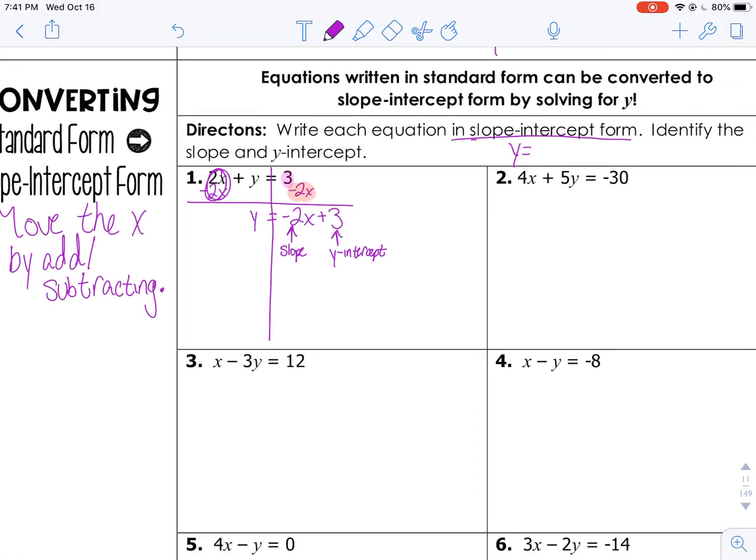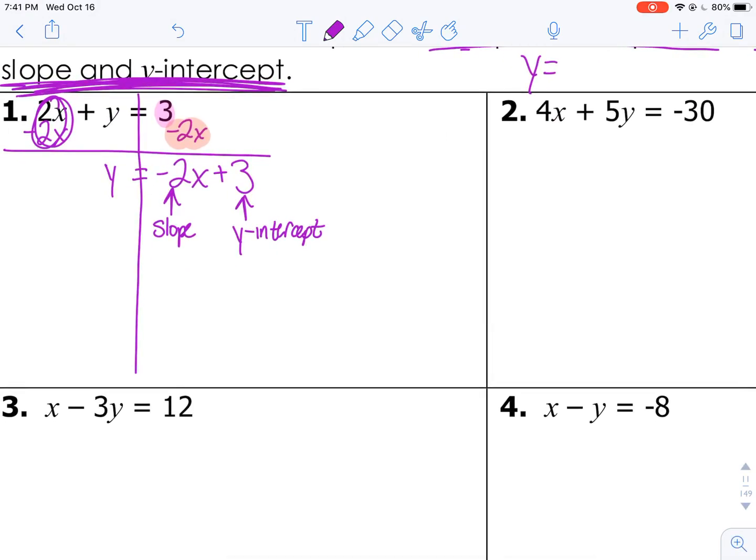The instructions say that it wants us to identify the slope and the y-intercept for each problem. So for some of you that would automatically write it like y equals 3 minus 2x, that's fine, as long as we clearly know that that 2, or in this case it's actually a negative 2, is my slope, and that 3 is my y-intercept.